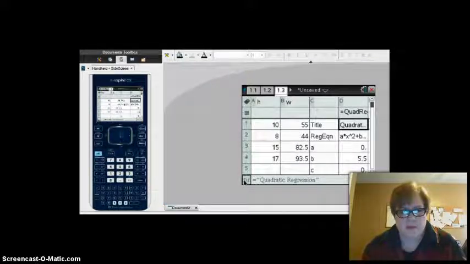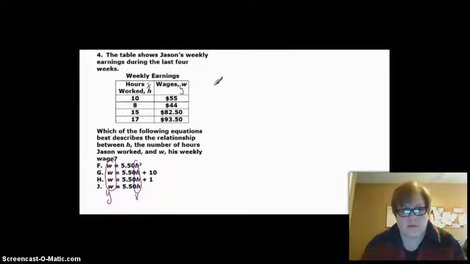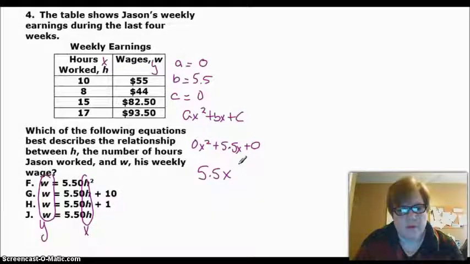So I'm going to come back to my paper. And I have 0, 5.5, and 0. And that was my A, B, and C. So if I put that together into my AX squared plus BX plus C, which they told me was the formula they were using, I get 0x squared plus 5.5x plus 0, which, since zeros and zeros, that's really 5.5x. Okay, so 5.5x, remember our x was our h, so we're looking for 5.5h, and we find that here on choice J.